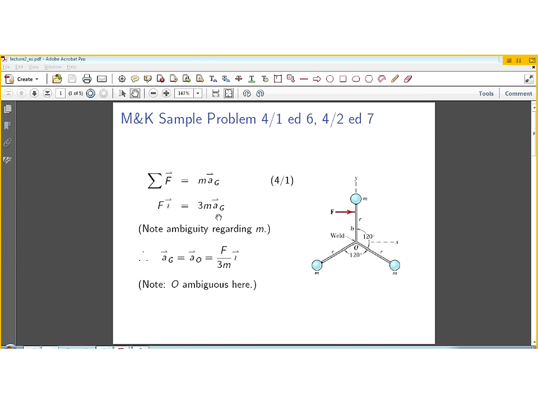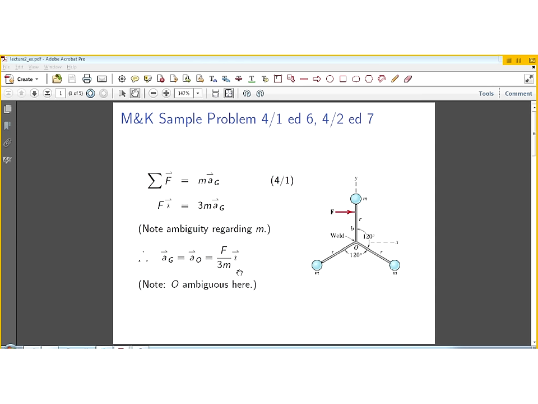Note that there's some ambiguity here with respect to the symbol m. You should understand that in the statement of the equation, this m indicates the total mass, whereas in this equation, this m indicates the mass of the individual balls, and therefore the total mass is actually 3m. As long as you are aware of this ambiguity, you should be fine. Now, in this equation, we can then isolate the acceleration of the center of mass, which is also the acceleration of point O, and that will then simply be F, the scalar F, divided by the scalar 3m in the i direction.